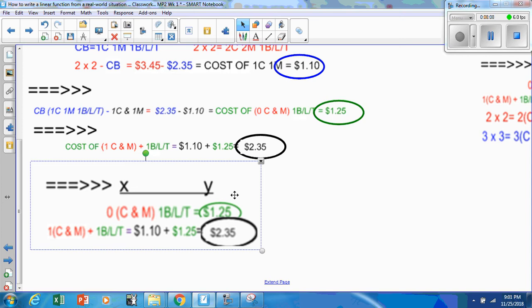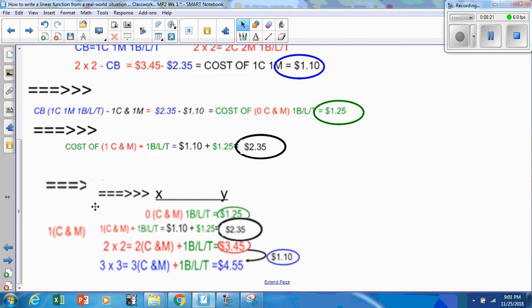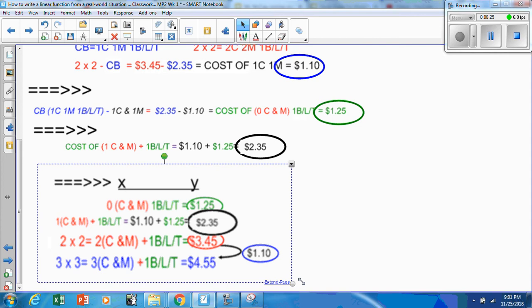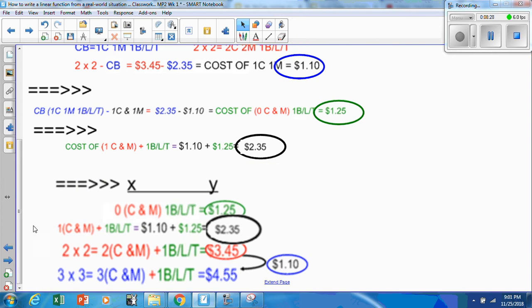I take it another step. If I add an additional patty of meat, now I'm going from a 1 by 1 to a 2 by 2. That's an additional $1.10. So that's $3.45. And if I add an additional patty of meat, that's a 3 by 3. Again, I'm adding $1.10. That's $4.55.